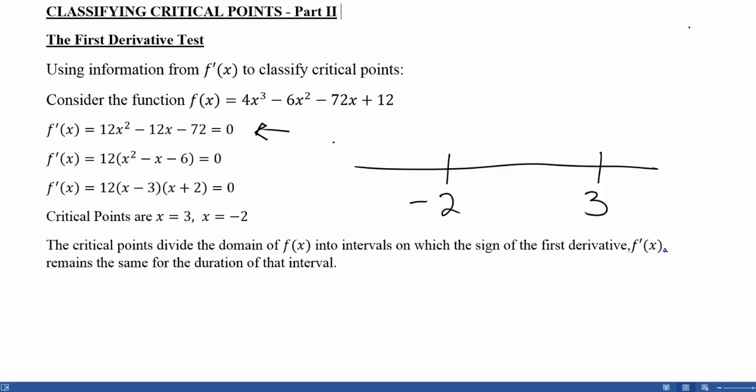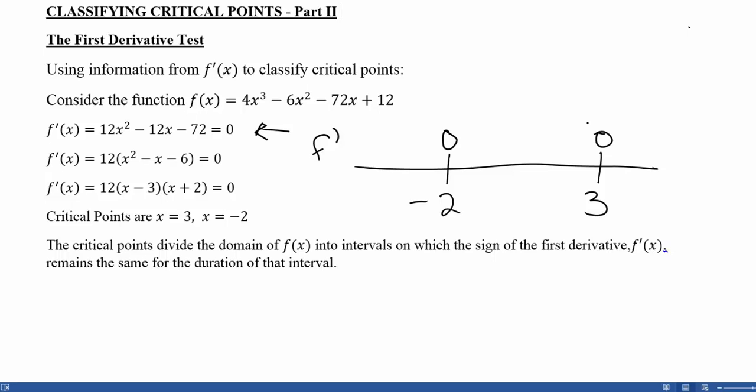And what's going to happen here is we are going to report what the sign of the first derivative looks like for these three intervals. The intervals are negative infinity to negative 2, from negative 2 to 3, and from 3 to infinity. Because the critical points divide up the domain in this way, things will not change signs between the critical points. We know that at the critical points, the first derivative equals 0. So that means we need to figure out the sign between these points.